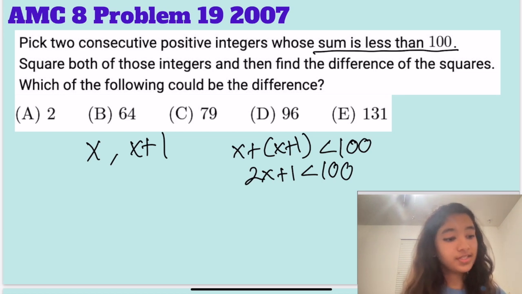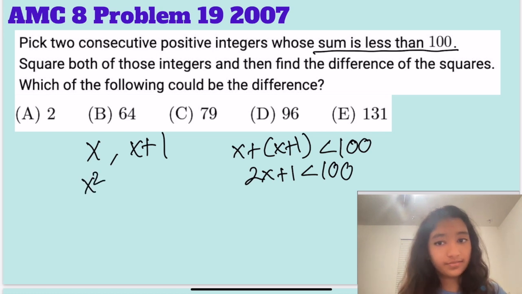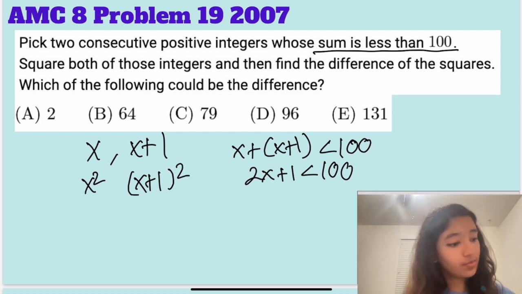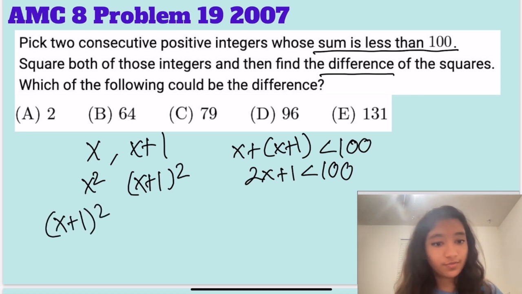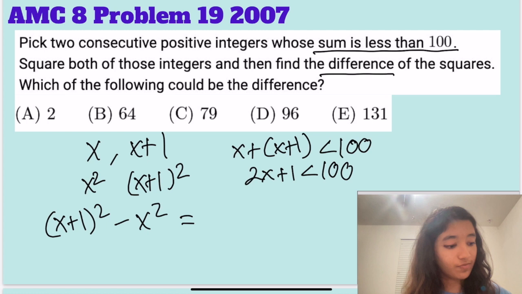So then the question is telling us to square both of those integers. So x squared is just x squared. And then (x plus 1) squared, we'll leave it like that for now. And it wants us to find the difference between these two. So we know x plus 1 is bigger, so we have (x plus 1) squared minus x squared. And notice that this is the difference between two squares, so we can use that same formula.